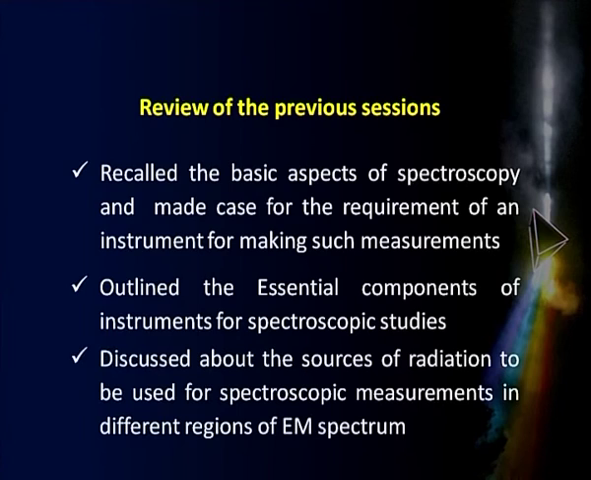And thereafter, we talked about the source of radiation to be used for spectroscopy measurements in different regions. That means, what do I need in case of a microwave region, or in the IR region, or in the UV visible region. So we talked about all kinds of sources which are used for creating instruments to make measurements in different regions of the EM spectrum.